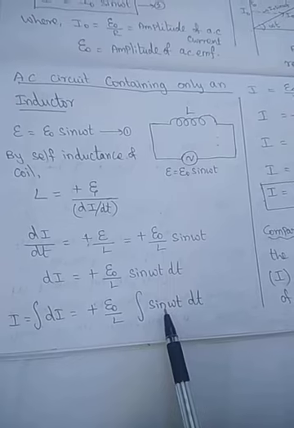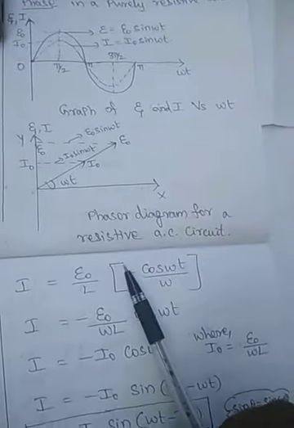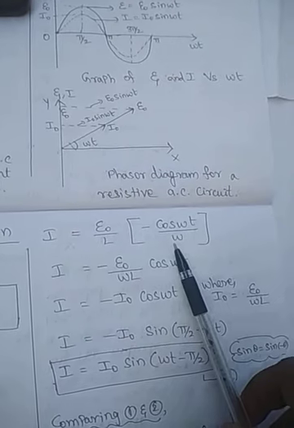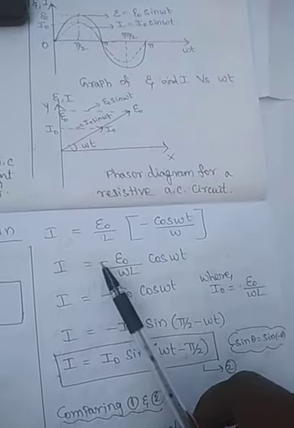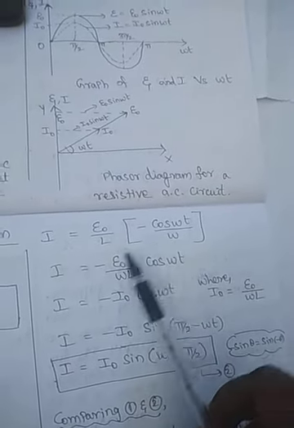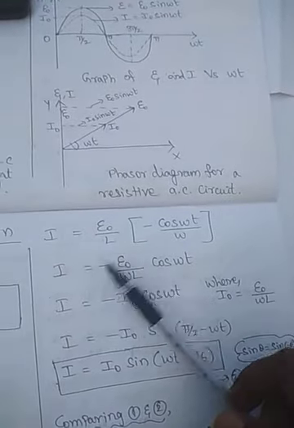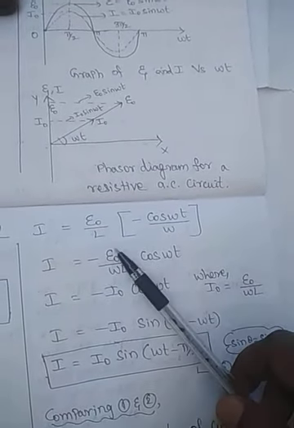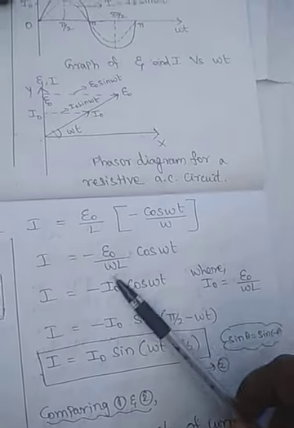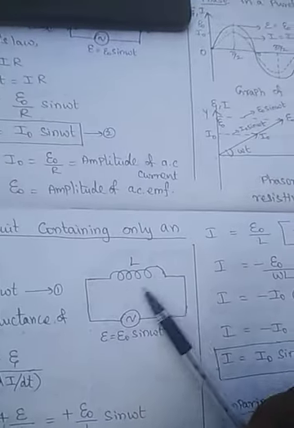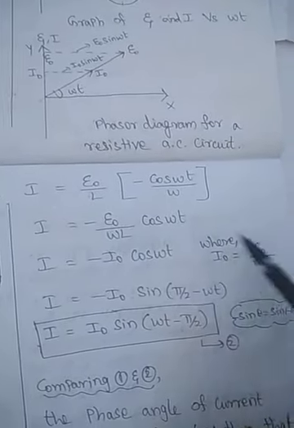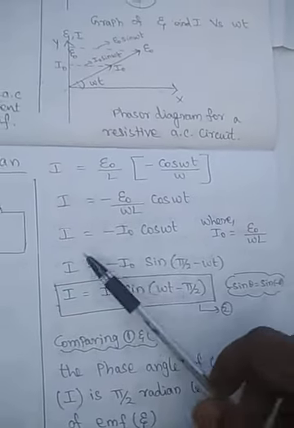The integration of sin omega t is minus cos omega t by omega. So I is equal to minus E naught by L, times cos omega t by omega. Omega is commonly taken outside, so it is cos omega t. So E naught by omega L is considered as the amplitude of this AC current flowing through the inductor. So I naught is equal to E naught by omega L, and I is equal to minus I naught cos omega t.